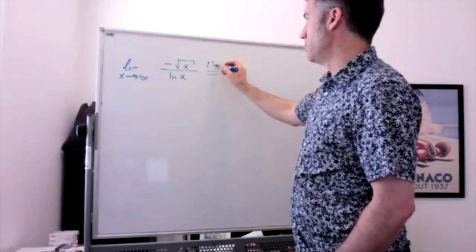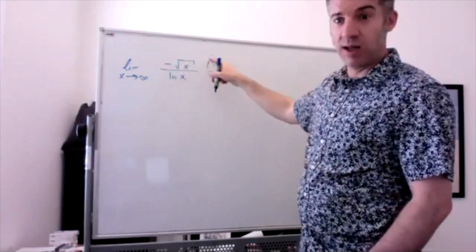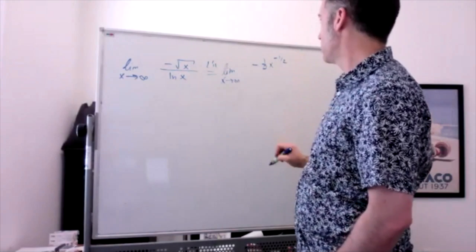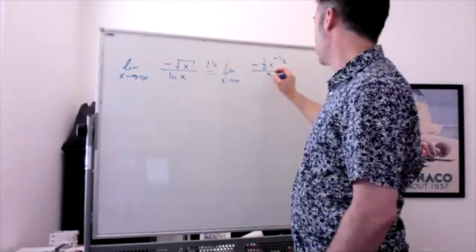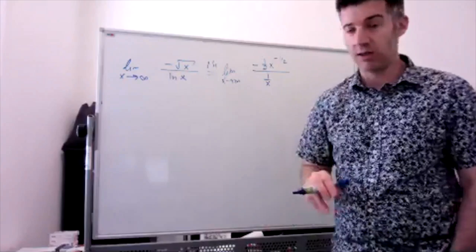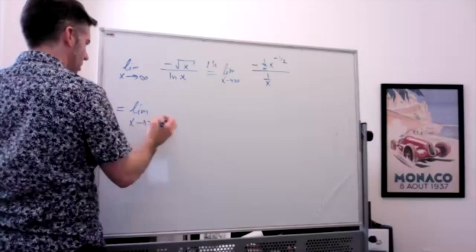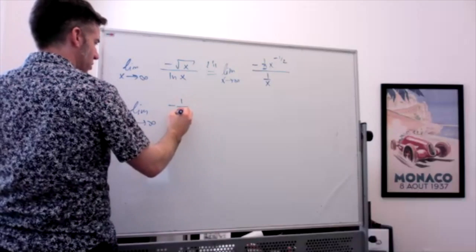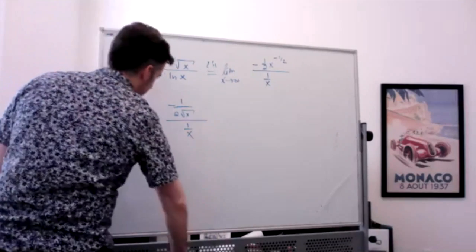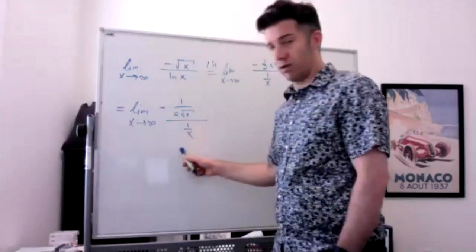So let's use some L'Hopital's rule. That's the limit as x goes to infinity. The derivative of negative x to the 1/2 is going to be negative 1/2 x to the negative 1/2, and the derivative of the natural log of x is 1 over x. So here's a place where it's easy to get caught in a loop that you don't want to get caught in. I'm going to rewrite this a little bit. This is equal to the limit as x goes to infinity of negative 1 over 2 times the square root of x, divided by 1 over x. And so if we were to plug in infinity here, where is 1 over x going to as x goes to infinity?